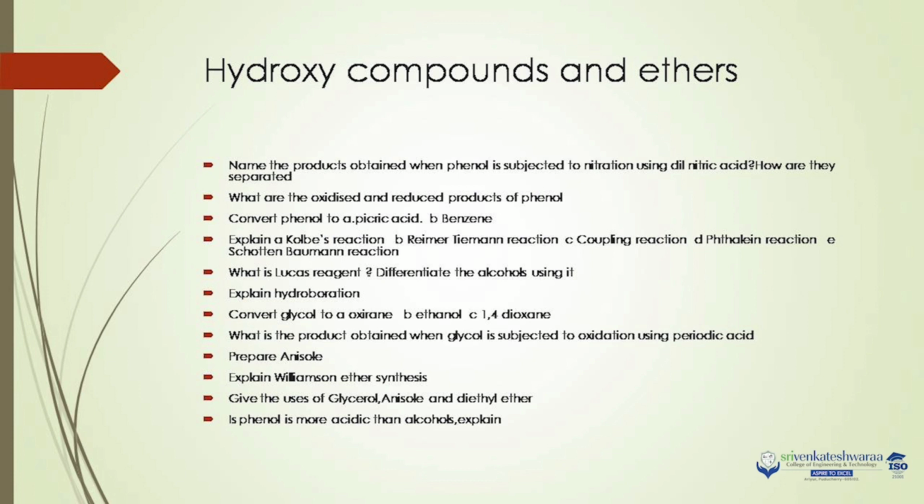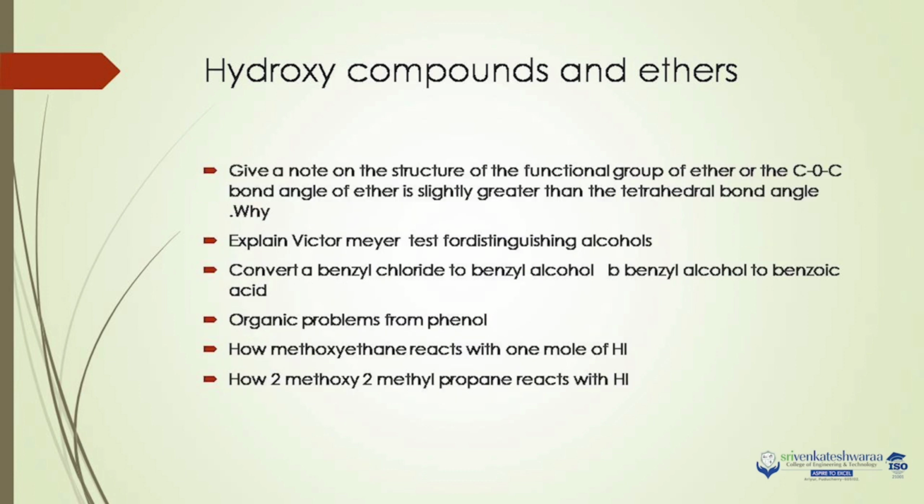And the remaining questions: glycol to oxirane, ethanol, 1,4-dioxane, preparation of anisole, and glycol on treatment with periodic acid. An important one is Williamson ether synthesis, where symmetrical ethers can also be prepared. And then conversion of benzyl chloride to benzyl alcohol and benzyl alcohol to benzoic acid.